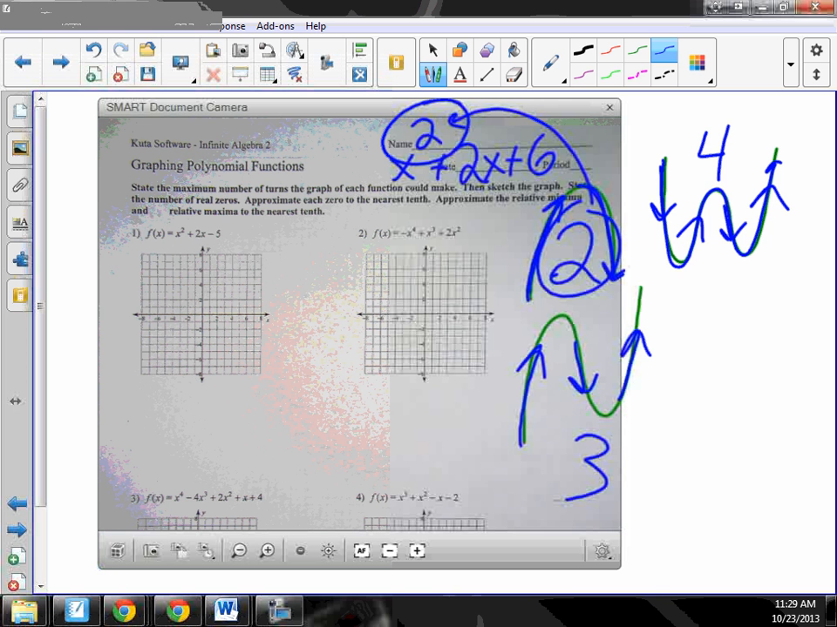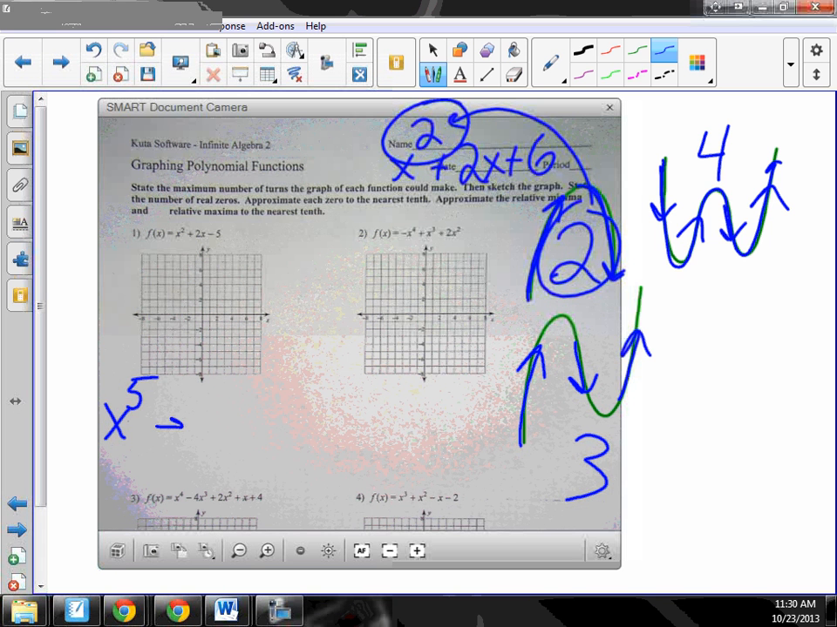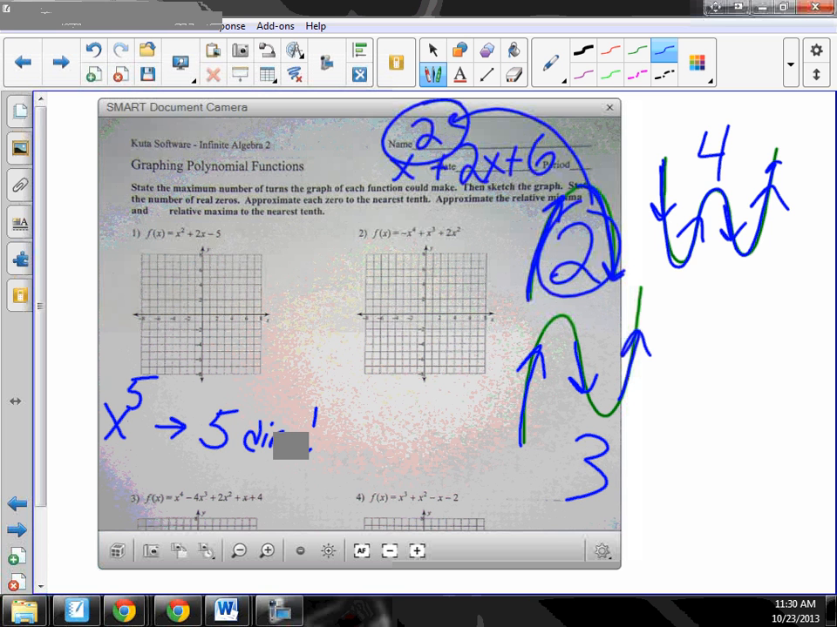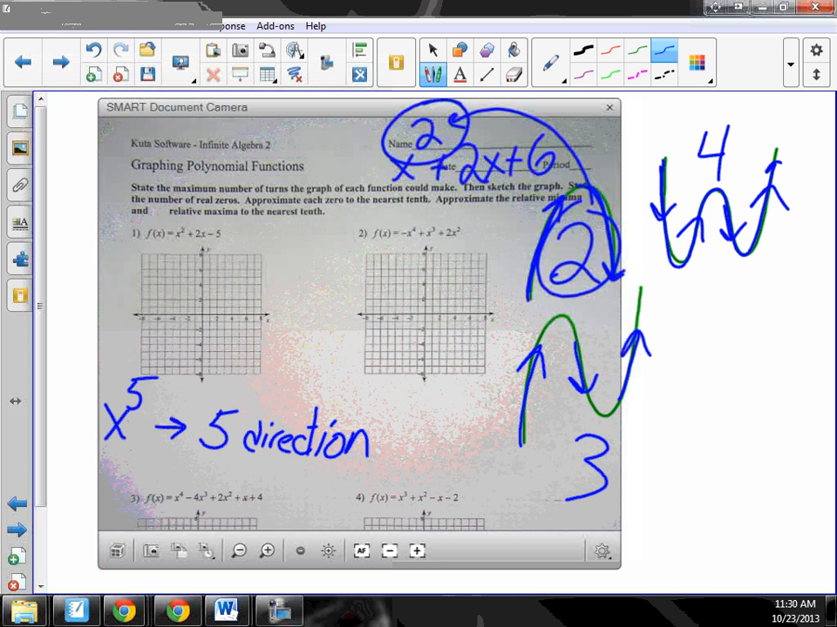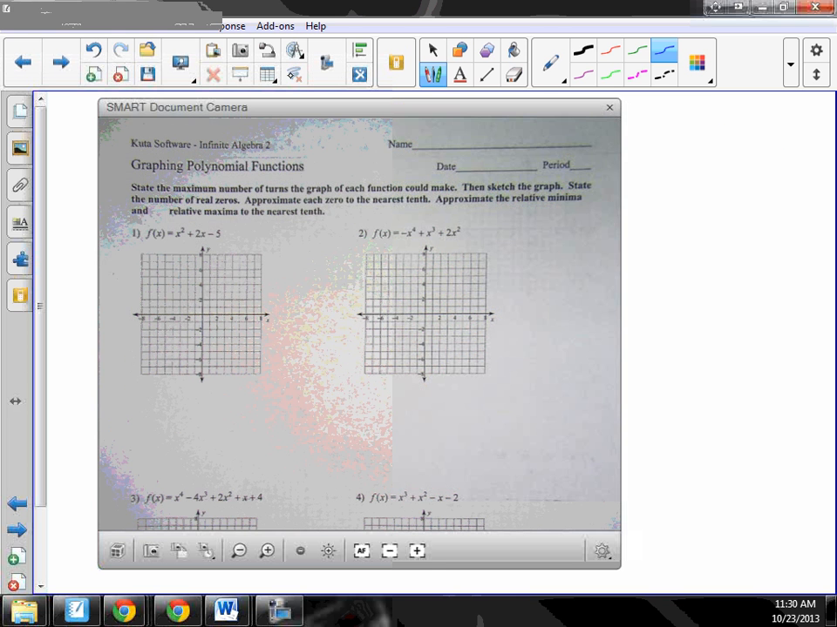If I had an x to the 5th, that could have 5 directions. You can have up to 5. That doesn't mean that it has 5. You have to graph it to figure out how many there really are. But it can have up to 5. Okay? Then sketch the graph. That's the next part of the instructions.